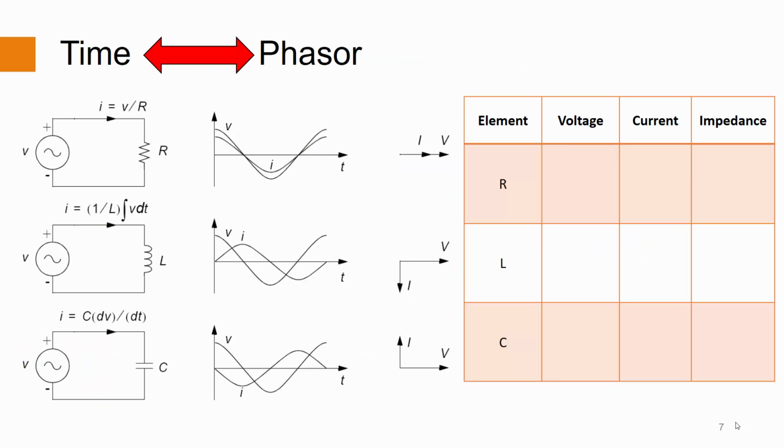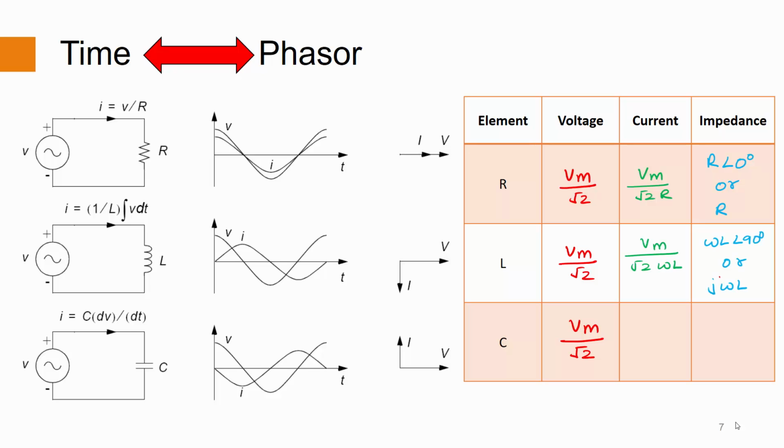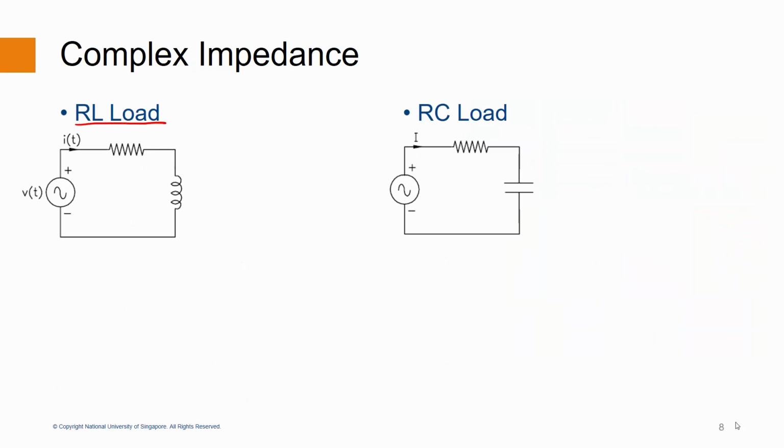For all these elements, the voltage phasor is Vm by root 2 at an angle of 0 degrees. For the resistor, the current phasor is Vm by root 2 R and the resistive impedance is R at an angle 0 degrees or R. For the inductor, the current phasor is Vm by root 2 omega L at an angle of minus 90 degrees and the inductive impedance is omega L at an angle of 90 degrees or j omega L. For the capacitor, the current phasor is Vm omega C divided by root 2 at an angle of plus 90 degrees and the capacitive impedance is 1 by omega C at an angle of minus 90 degrees or 1 by j omega C.